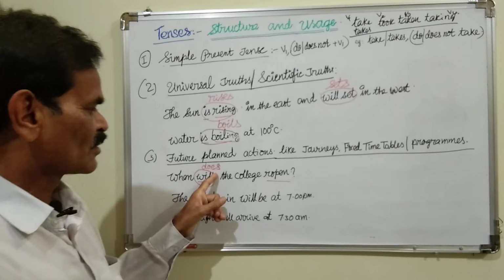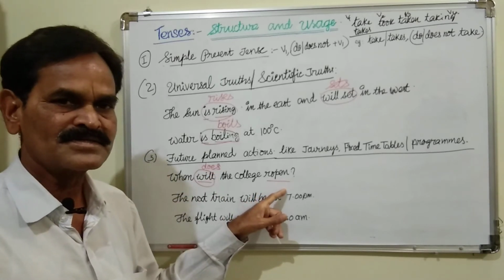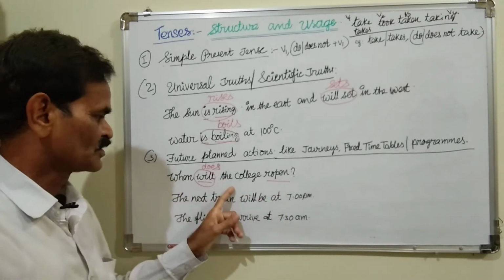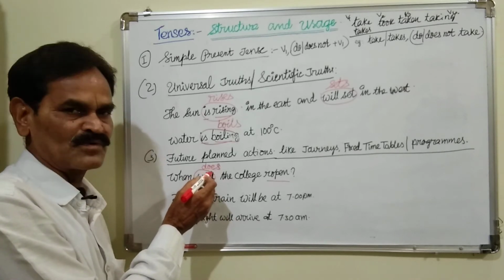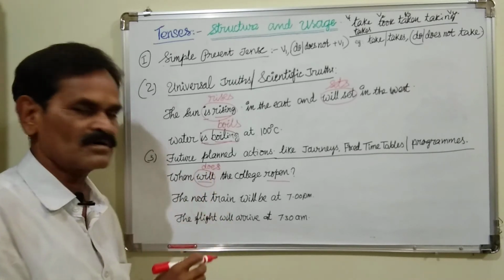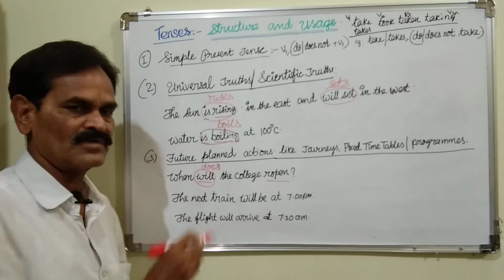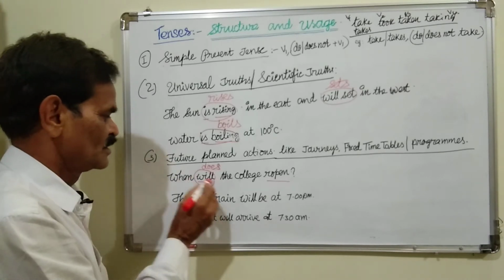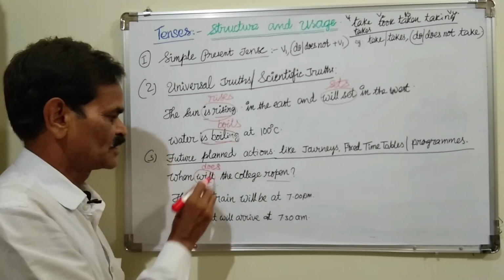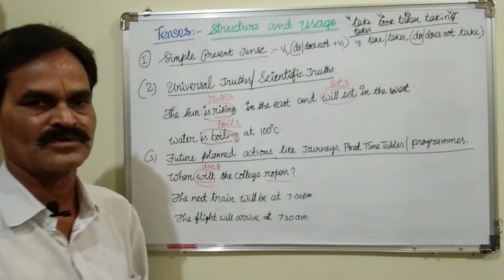If you use do or does plus V1, then it is simple present tense, because in questions we have to use the helping verb do or does to make simple present tense. If you use shall or will, it is simple future tense. That's why here we have to use simple present tense. So, when does the college reopen, we have to use.